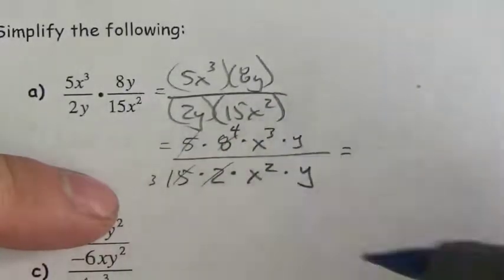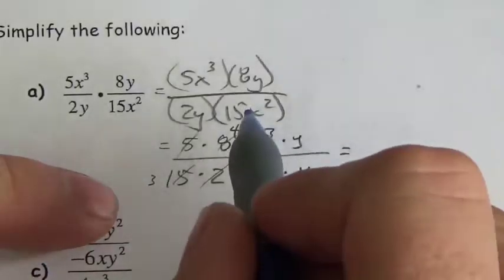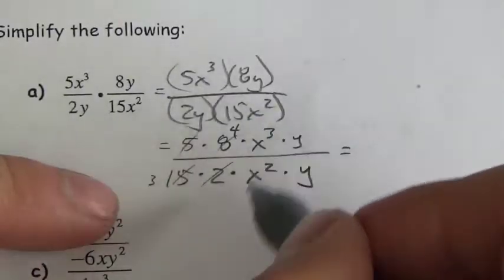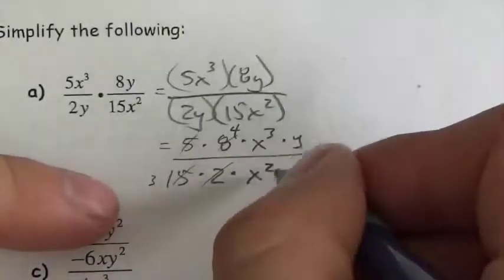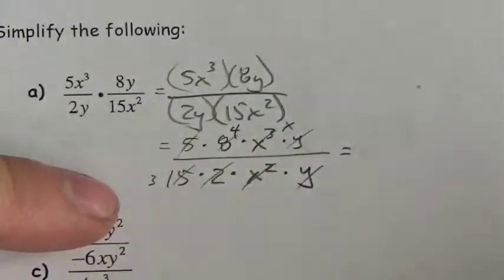There are 3 factors of x in the numerator, 2 factors of x in the denominator. So that would be like x x x divided by x x. Well, there are going to be 2 pairs there that are going to cancel. It's going to leave me with an x in the numerator. And the y's are going to completely cancel.